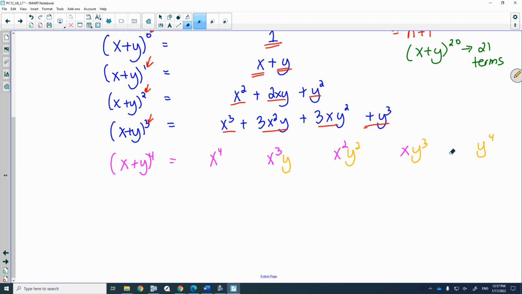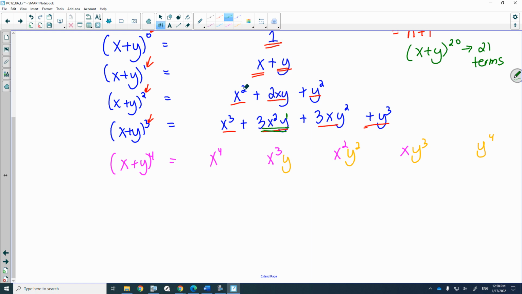Another pattern that I want you to see is I want you to sum the exponents in each term. So here's what I mean by that. If we were to look at this term here, we've got an x to the 2, y to the 1. 2 plus 1 is 3. Here we've got a 3. Each term, the exponents sum to whatever that n value was.